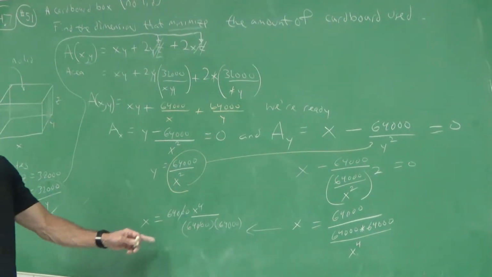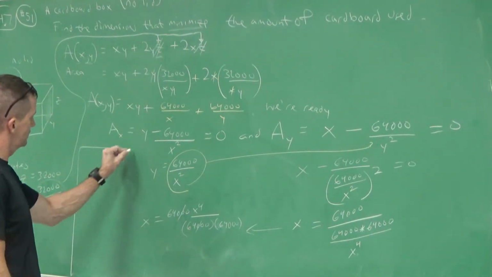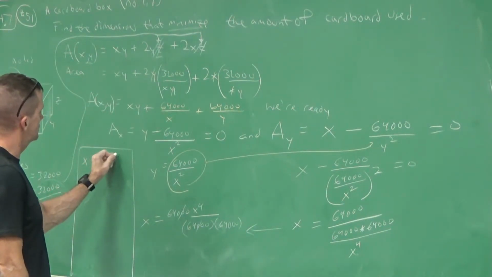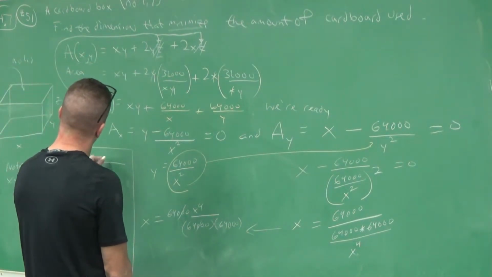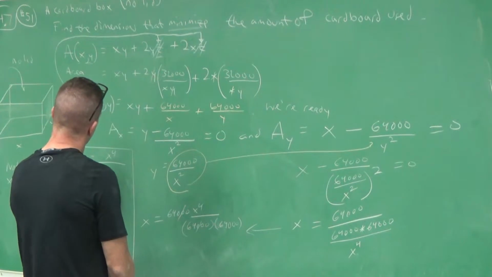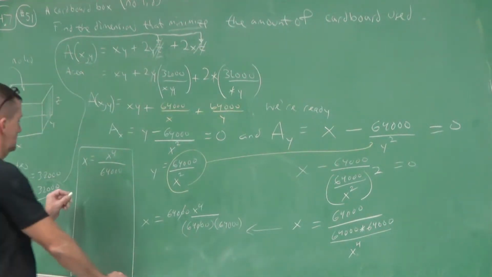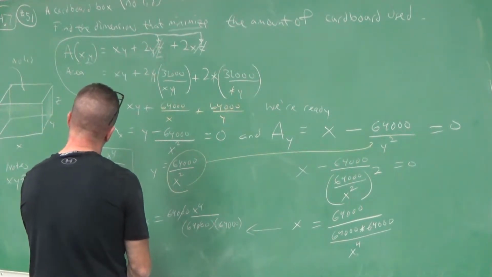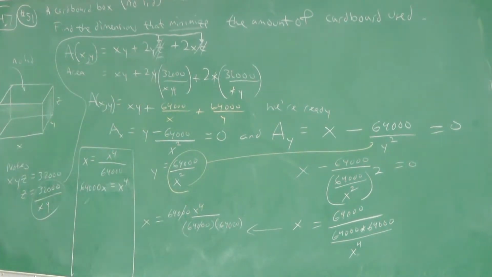So now x equals x to the 4th over 64,000. And we can finish that up right here. X equals 64,000 all over x to the 4th over that. I always emphasize factoring, but I'm not so worried about factoring here, everyone, because yeah, you get x equals 0.